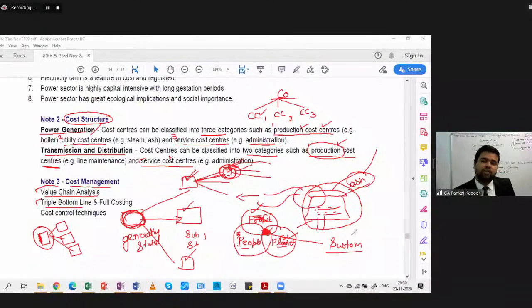Don't worry. In chapter number 8, we will also study this. It is given by Elkington. So what I feel is that every electricity company must do a triple bottom line analysis. Are they giving reasonable services? Are they meeting the need? Secondly, are they harming the environment?